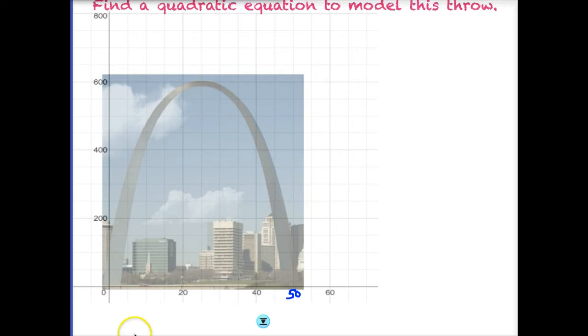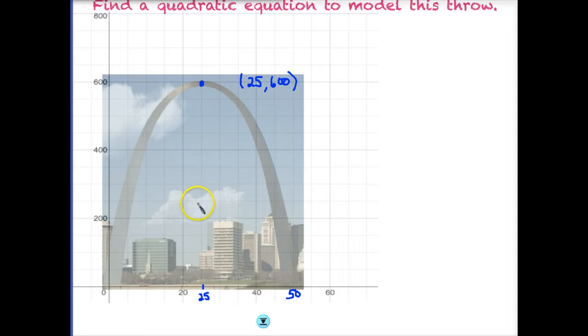Well, if I look here at my vertex, again, I'm going to have a maximum, and if these go by, this is 30, so this is probably 25, it looks like right here. Let's go by 5s. So that's 25 and that's 600. So it looks like my vertex is going to be at 25, 600. So the arch is about 600 feet tall. So let's build our equation.